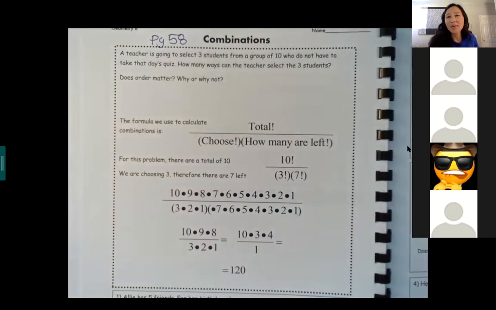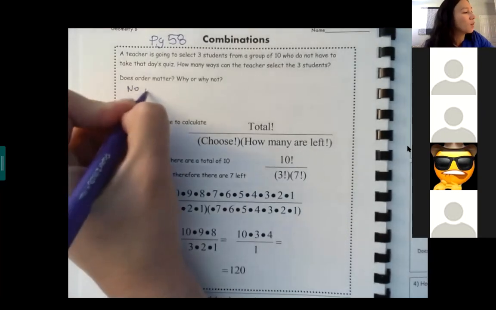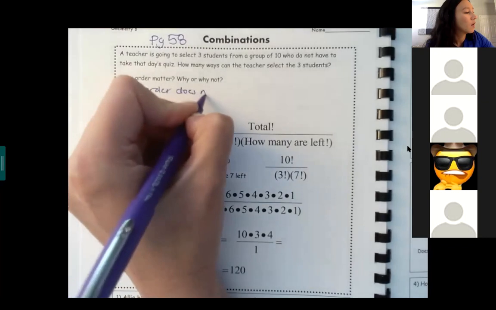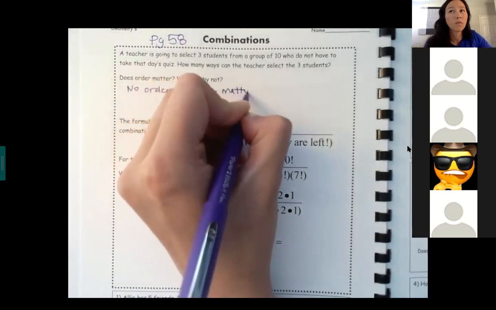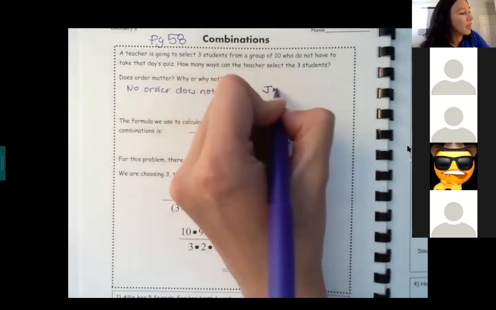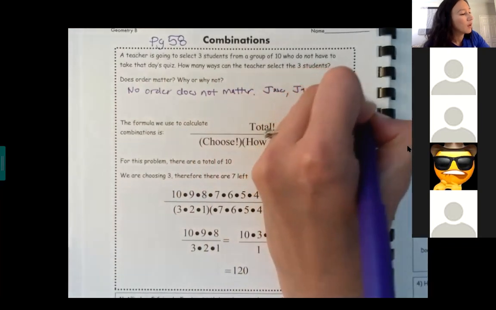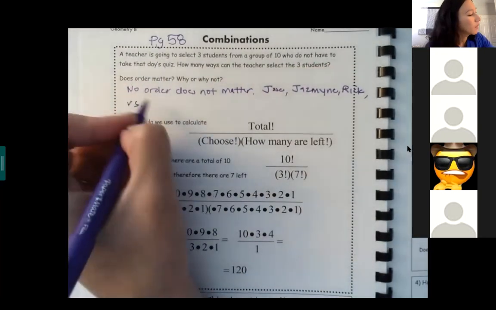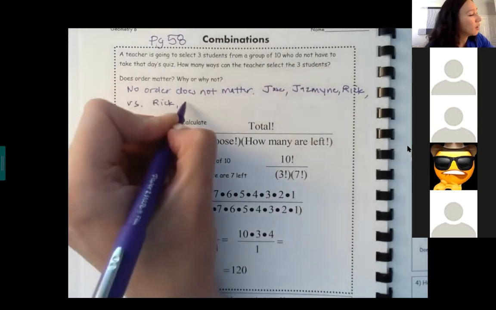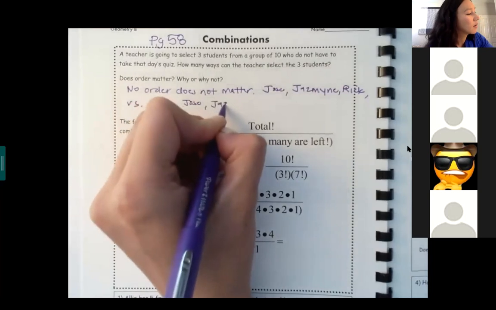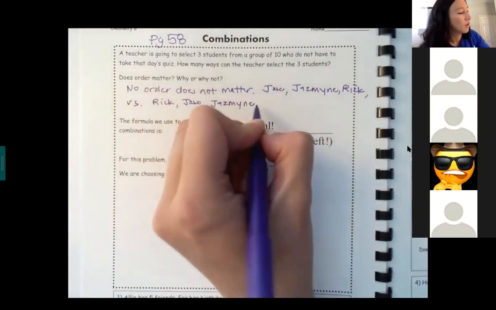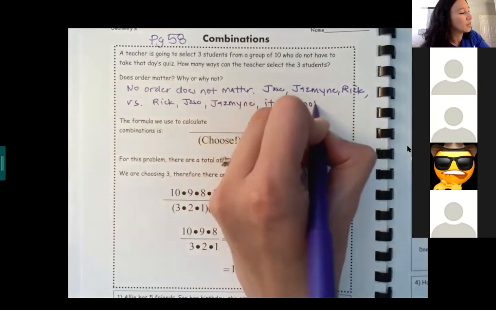So the order doesn't matter, right? Because if I pick Jose first, or if I pick Jose as the first student that doesn't have to quiz, or as the third student that has to quiz, it doesn't matter. Regardless, he doesn't have to quiz. So we're going to say no, order does not matter. So if we do Jose and then Jasmine and then Rick versus, we'll put Rick first, Rick, then Jose, then Jasmine. It does not make a difference.